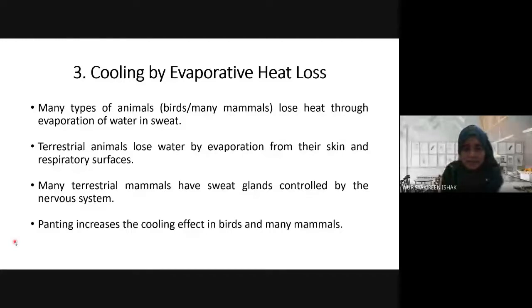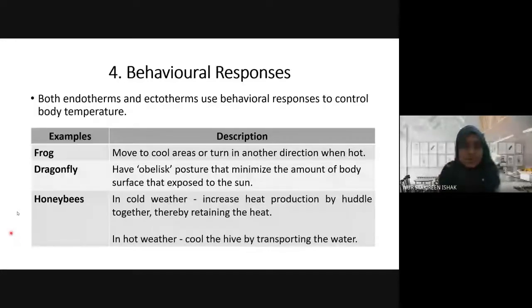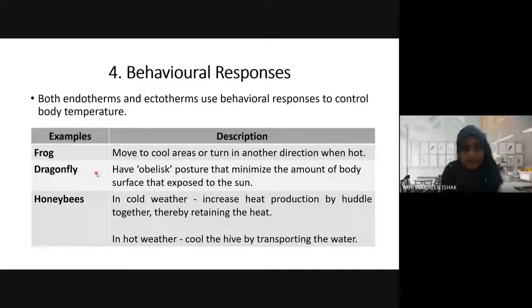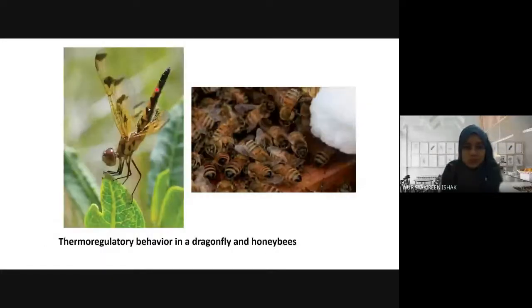Okay, so next is behavioral responses. So both endotherms and also ectotherms use behavioral responses to control body temperature. So for example, we have frogs. Okay, so how frogs control body temperature is when, for example, the weather is hot, they have to find a much cooler area, okay, a shady area, to cool down their body temperature. Okay. And then as for the dragonfly, they have an obelisk posture. So obelisk is like this. And so this is to minimize the body exposure to the sun.